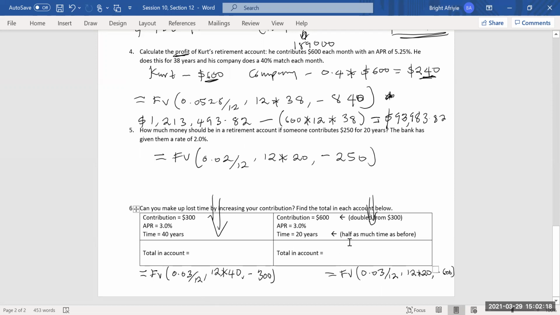Is that okay? So that's the time value of money. So the earlier, the better if you want to do 401k contributions.